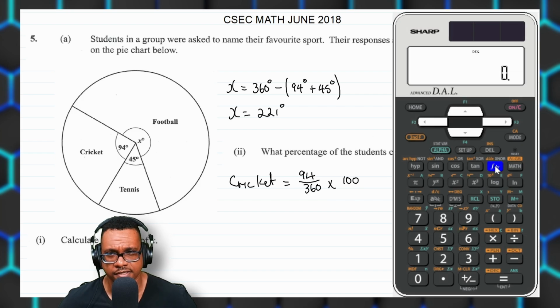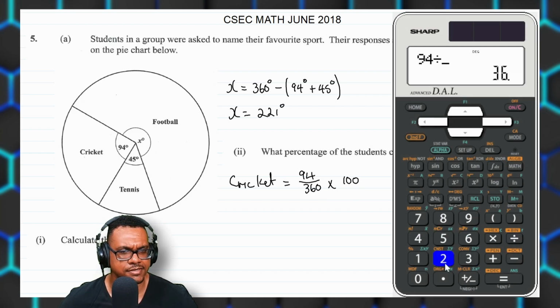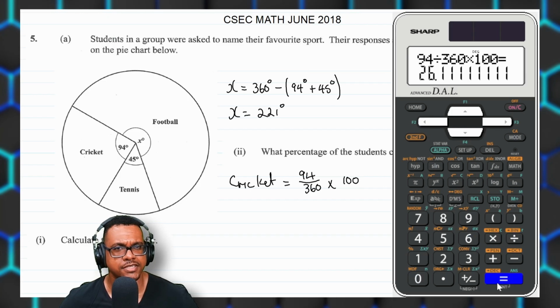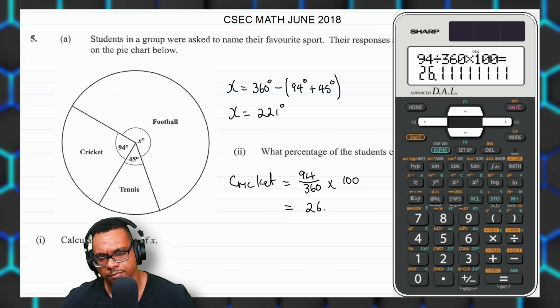And of course, we could do that on the calculator. We could just put 94 divided by 360 multiplied by 100. Press equal, and we get 26.111. They didn't tell us how many decimal places to write this answer, so we'll just stick to 3 significant figures. So 26, that's 1, 2, and this one here is the third significant figure, so 26.1. So this is equal to 26.1%.